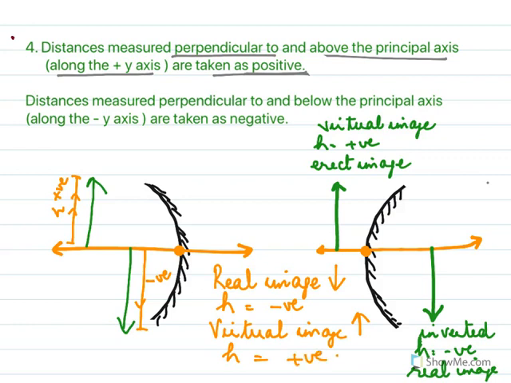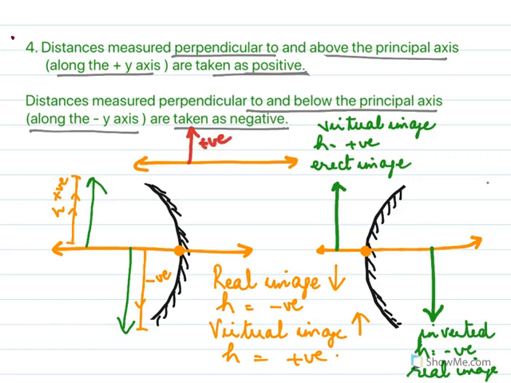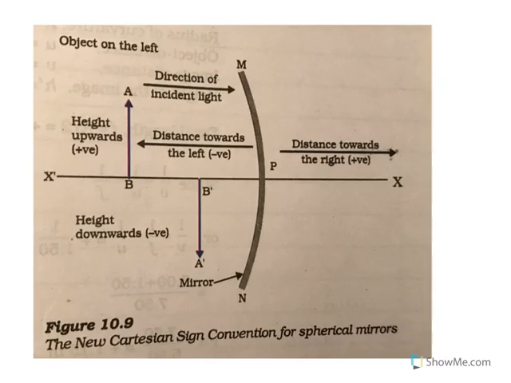This is the second point. We have not read it, but we've already discussed it. Distances measured perpendicular to and below the principal axis along the y-axis are taken as negative. So whatever you measure below the principal axis is taken as negative, and whatever is above is taken as positive. So we have the principal axis here. Whatever you measure above is taken positive, and whatever you measure below is taken as negative.